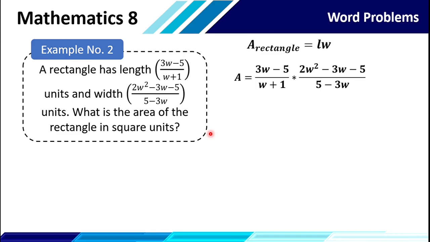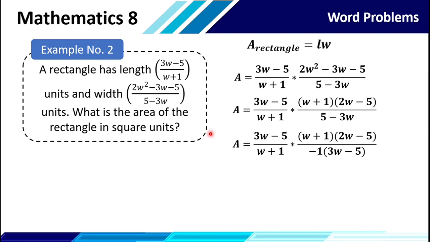To multiply these given expressions, the best thing that you can do is to factor all your trinomials and your terms. So we can factor 2w squared minus 3w minus 5 as w plus 1 times 2w minus 5, and then just copy your denominator. As you can see here, we can cancel 3w minus 5 and 5 minus 3w if we factor negative 1 out of our denominator. So we will have negative 1 times 3w minus 5.